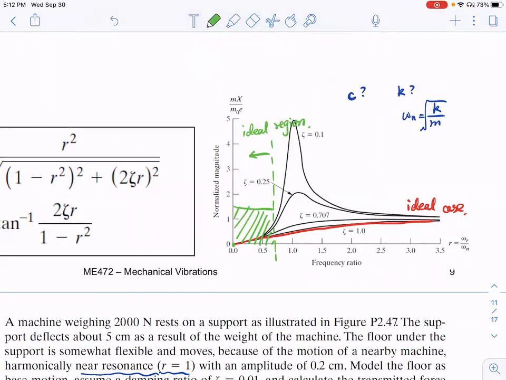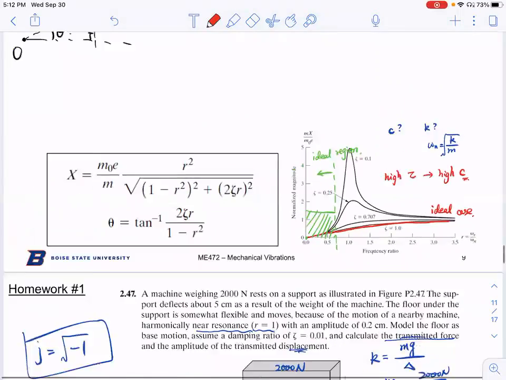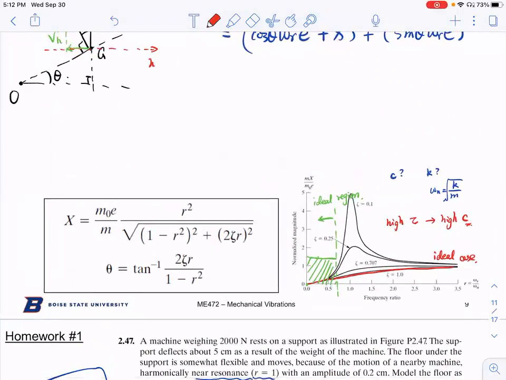So the first question is, how can we design our system to work on the red line? If you look at the red line, it's actually high damping, right? We want high zeta values. That means we want high C values. That means you actually want a dashpot that can provide you a lot of damping. I'm not sure if any of you have ever disassembled a machine, like a washing machine or not. If you look at those dashpots used in the washing machine, they're usually big and heavy. That's because you need a high damping for that system.